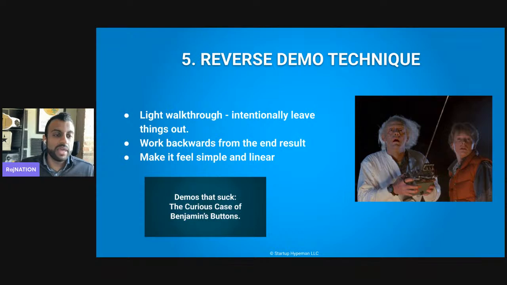And the way you're going to make it seem so simple and linear and easy to use is you're going to work backwards from the end result. And this works especially well if you sell a product that has an admin user that's different than an end user. So in an example like that, basically what you do is you make yourself the end user.